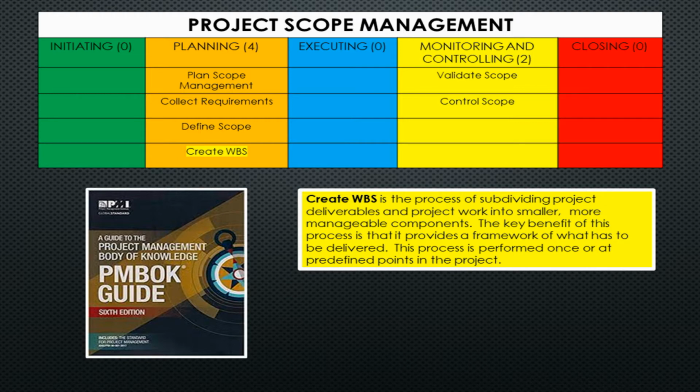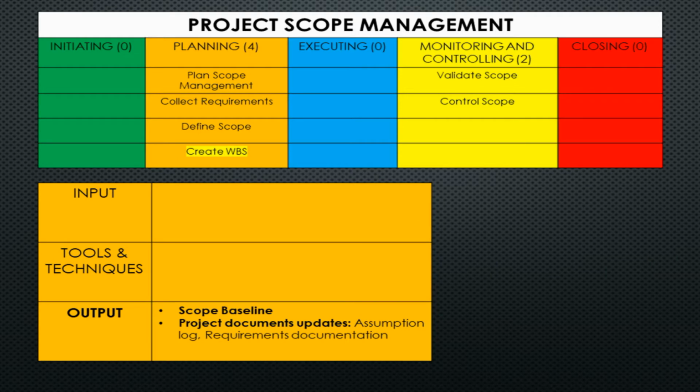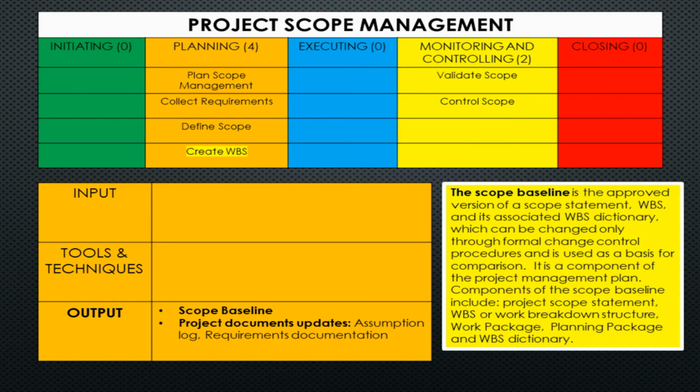Like all other processes, there are ITTOs in this process. The goal outcomes and outputs of this process are scope baseline and project document updates like assumption log and requirements documentation. The scope baseline is the approved version of a scope statement, WBS, and its associated WBS dictionary, which can be changed only through formal change control procedures and is used as a basis for comparison. It is a component of the project management plan.